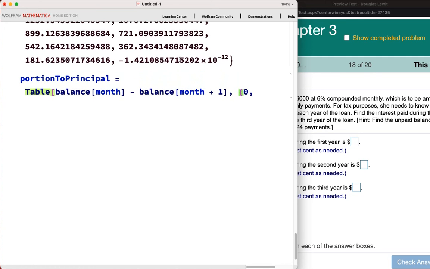Now, why am I going from 0 to 35? Because the last month is month number 36. Well, what is 35 plus 1? 35 plus 1 is equal to 36. So then the last month would have to be 35, right? So the month would go from 0 to 35.